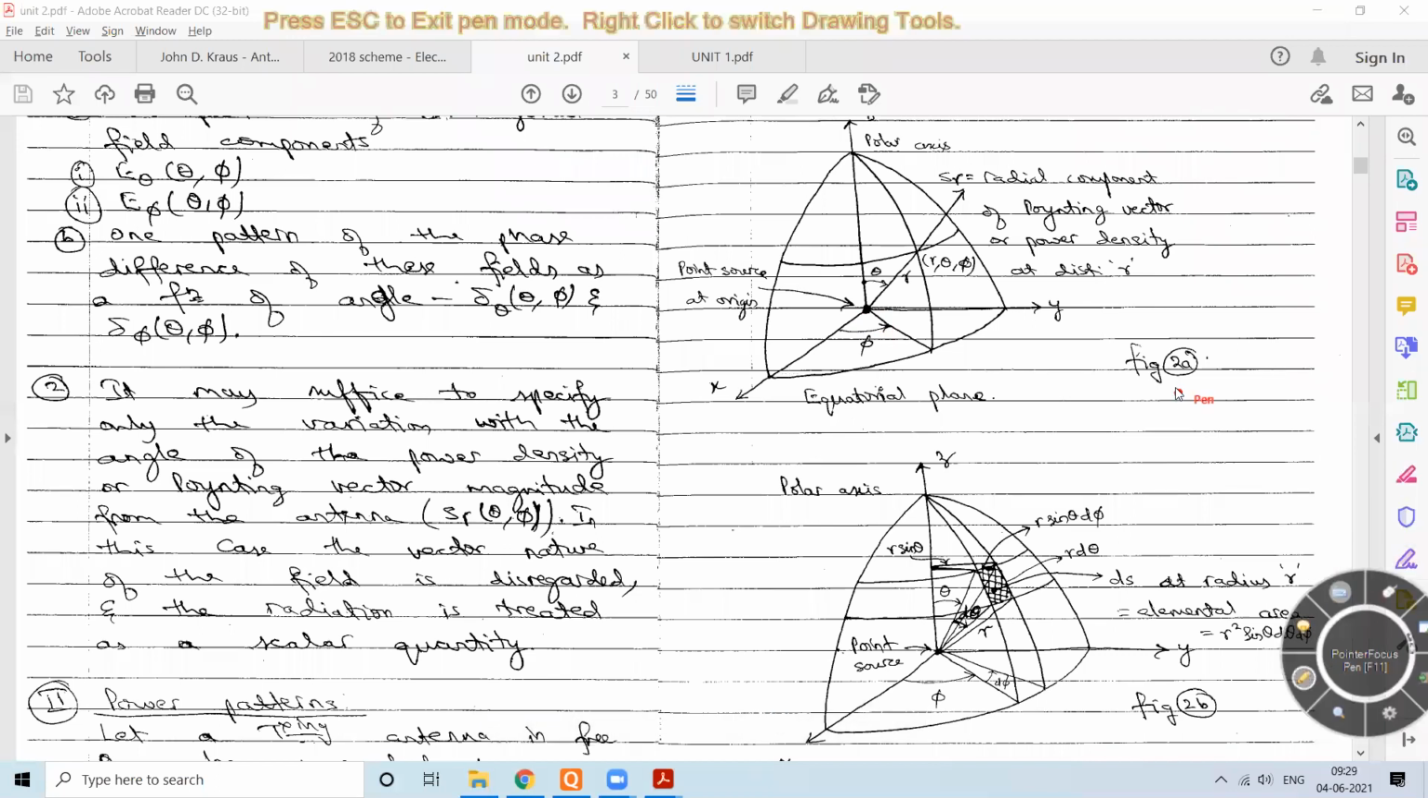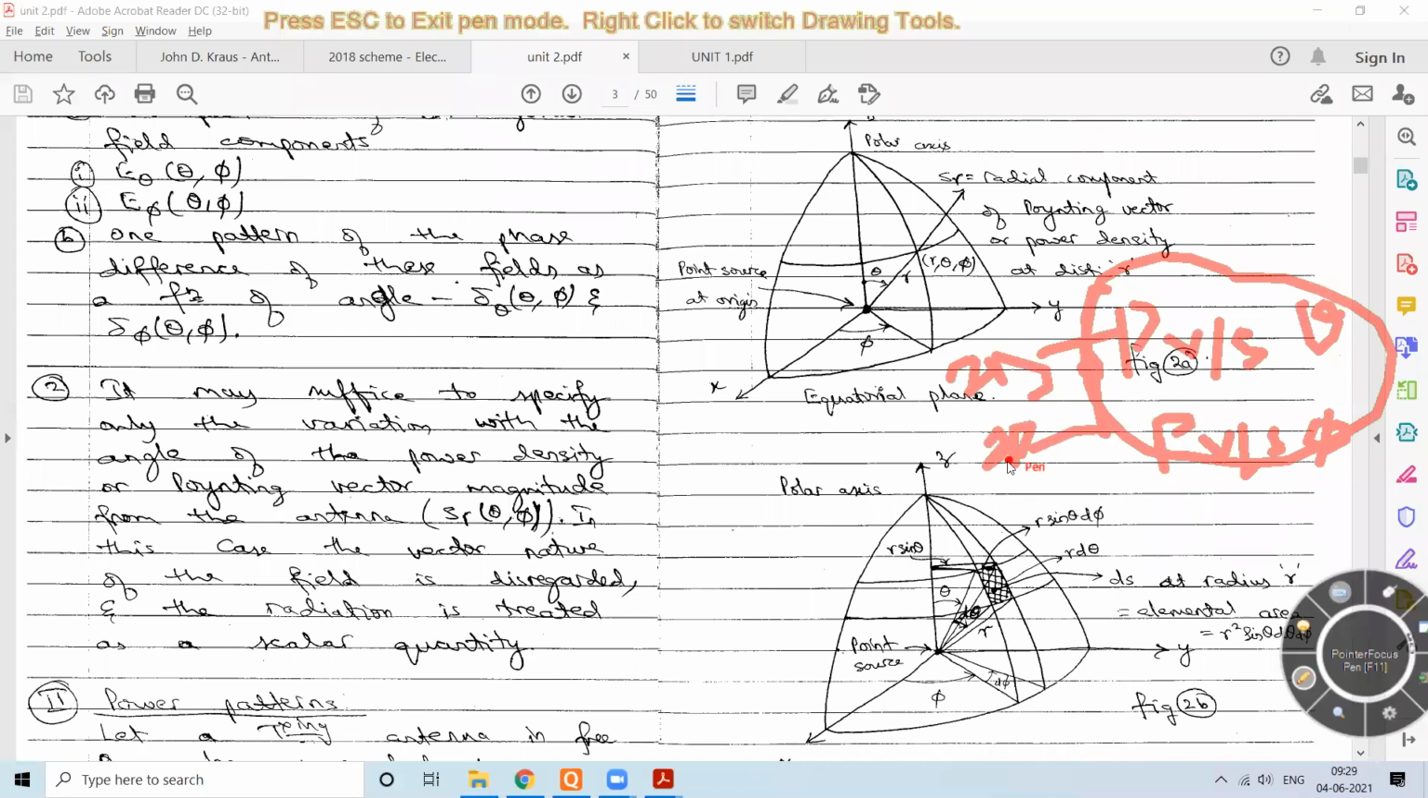In power, it will be the power pattern, P versus theta or P versus phi. This will give you the power pattern in two dimensions. If I combine both, that is, if I obtain P versus theta and phi, I'll get the three-dimensional representation. So this is the two-dimensional representation, and when I combine both, I get the three-dimensional one. That is what the power pattern will be.